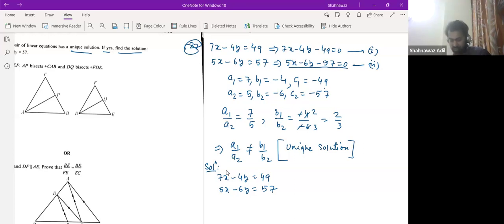Yes. So what are you saying? Yeah, so what are the methods that you have learned to solve these two equations? How do you solve the linear equation in two variables? What are the methods?